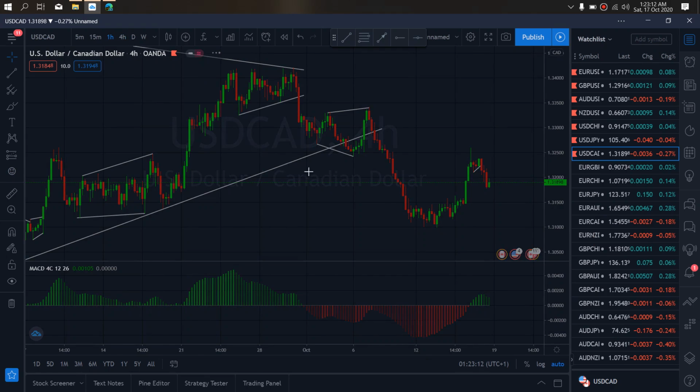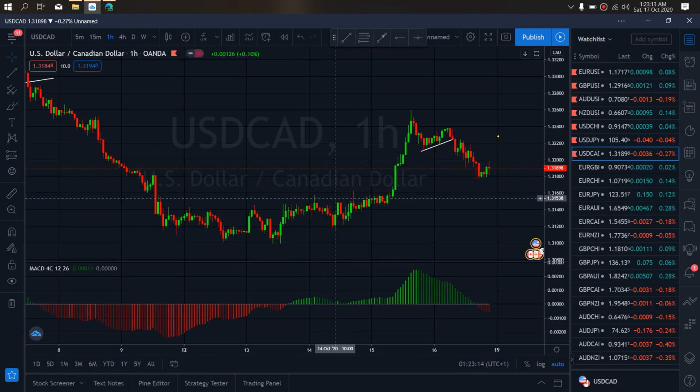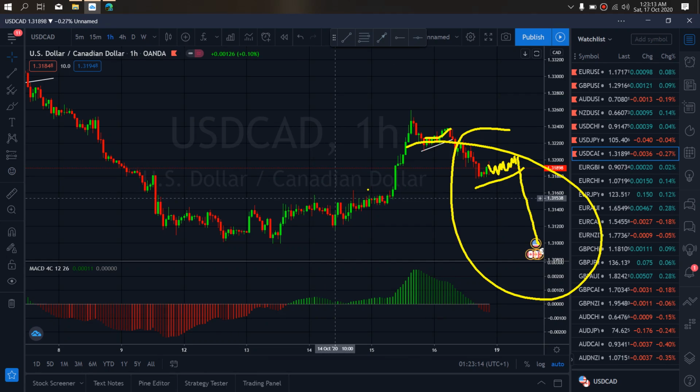Zoom to the 1-hour time frame. Want to watch out for that. They are preparing for another sell setup here, similar to what they did here, and then they'll drop down. So watch for the sell on dollar CAD this week.